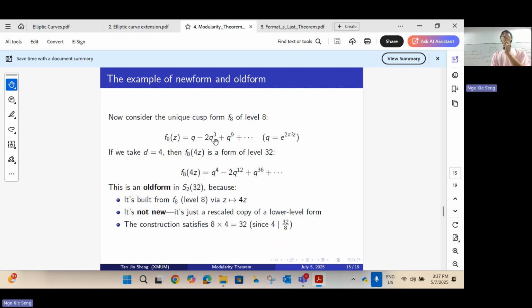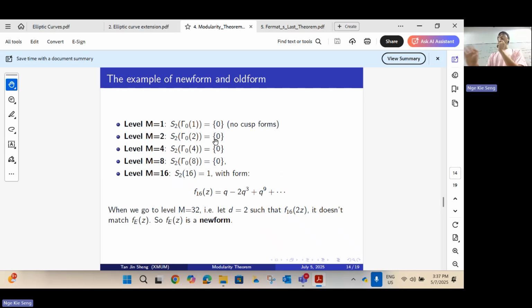If it's a new form, then it doesn't come from any other level. The space with the other level, it's just that group. It's just that the space contains it. And that's what I learned. Yeah, that's how. Okay. Any question?